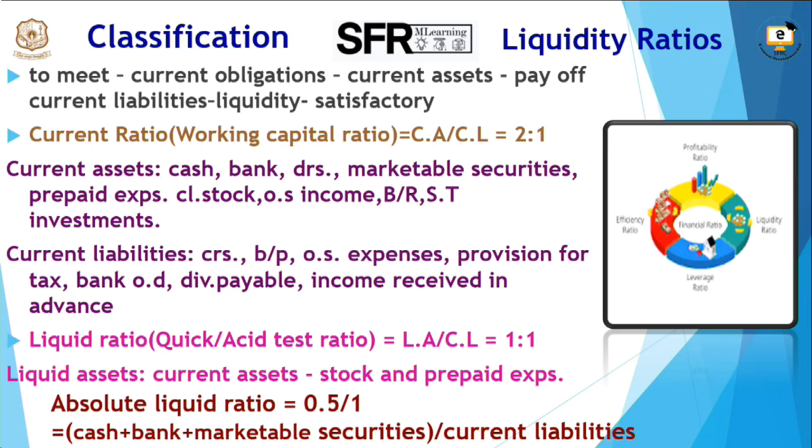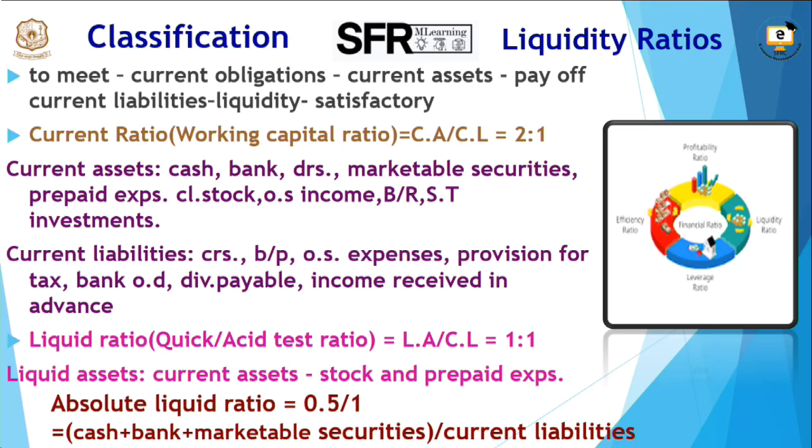So what are all the ratios to calculate liquidity position? The first one is current ratio. Current ratio studies the relationship between current assets and current liabilities. The standard ratio is 2:1. Current assets means cash in hand, cash at bank, sundry debtors, short-term marketable securities, prepaid expenses, closing stock, outstanding income, bills receivable and short-term investment.